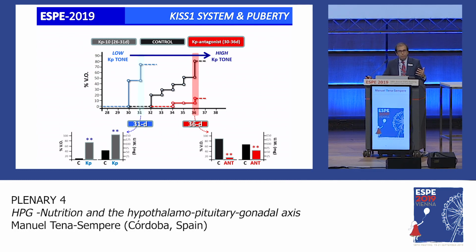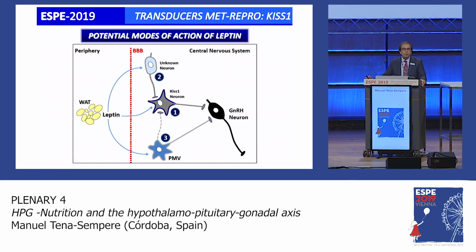In other words, we do believe kisspeptins are very important in defining the timing of puberty, and even though the data in humans is not so compelling, evidence suggests that this might also be the case in other mammals, including humans. What about the metabolic control of the reproductive axis, and specifically the metabolic control of puberty?